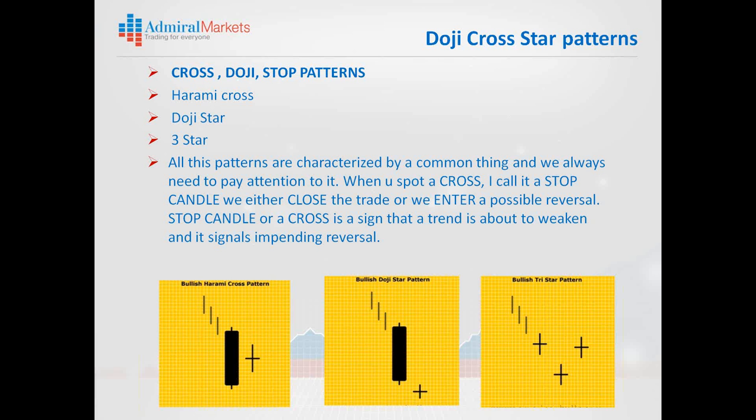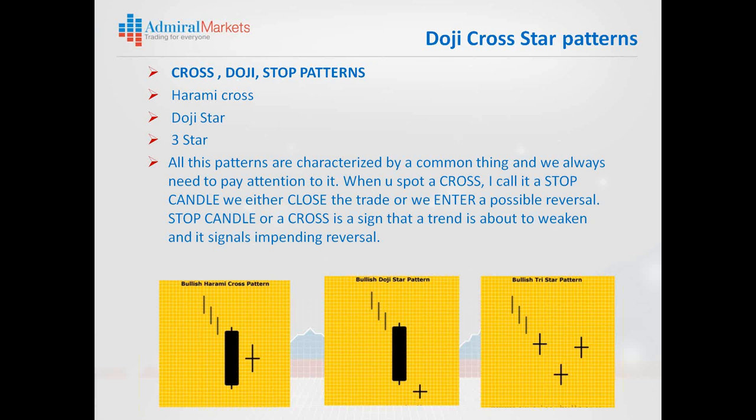All these patterns are characterized by a common thing, and we always need to pay attention to it. When you spot a cross, I call it a stop candle. We either close the trade or we enter a possible reversal. A stop candle or a cross is a sign that the trend is about to weaken, and it signals impending reversal. So you see, the first, second, and third pictures all have stars or crosses. First is bullish Harami cross. You see, the cross is inside the first candle. Bullish doji star, the doji is just below the first candle. And bullish three-star pattern, we have three stars. So if you spot this cross, a stop candle, either reverse the trade or you go out of the trade, because it's a reversal sign.